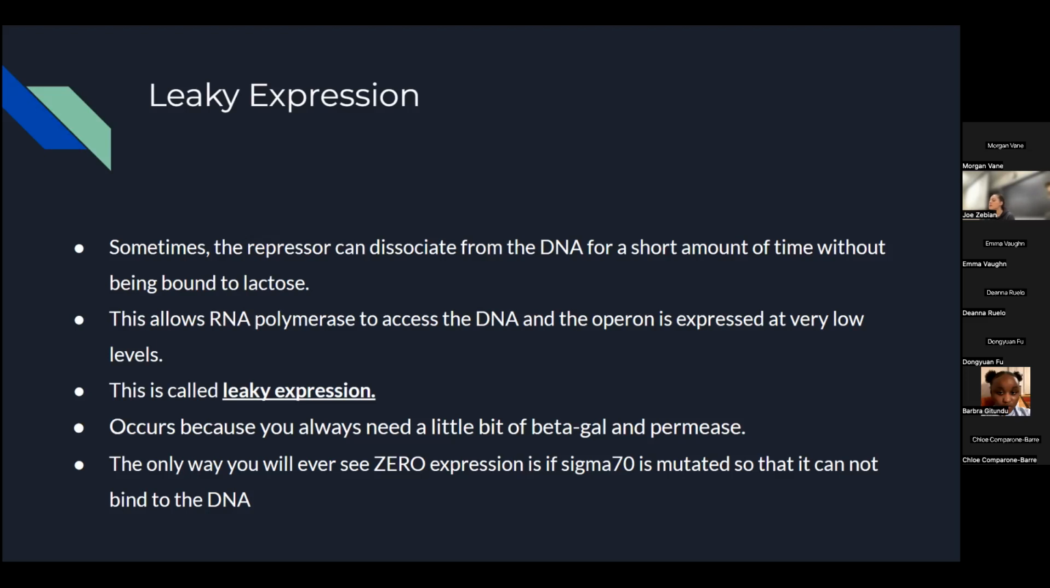And this allows RNA polymerase to access the DNA and to keep those proteins that we need at low levels, because if you don't have those proteins in the first place, you're not going to be able to use the LAC operon. And this occurs because you always need a little bit of beta-galactosidase and permease, like I just said. So there's never really zero expression unless you would have a super repressor, something that we've seen on problem sets. So it would be kind of like a low level of transcription at all times.